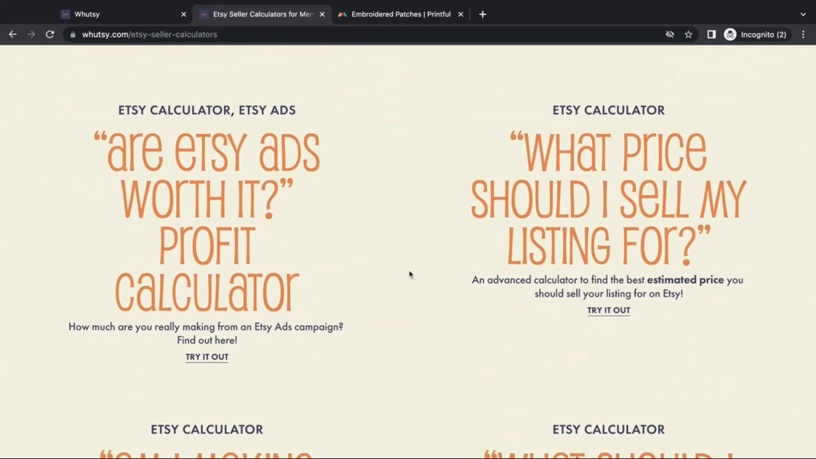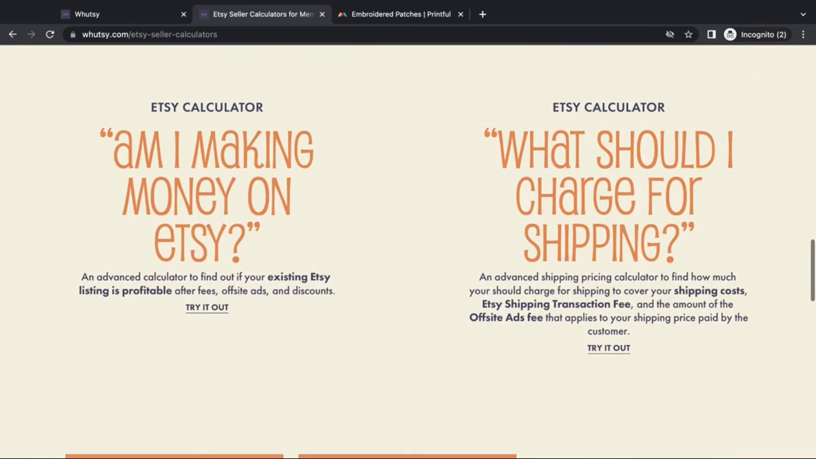The other calculator I have on there is the Are Etsy Ads Worth It Profit Calculator. This is an intense calculator, but if you're an experienced Etsy seller and you've been selling on Etsy for a while, you've used ads, you've not used ads, you test them out, you play around with it all the time, this is a calculator for you. I have a video on that calculator page to walk you through it, but if you use Etsy ads and you're just trying to weed through those numbers to figure out if you're profitable, if it's worth it, that's the calculator for you.